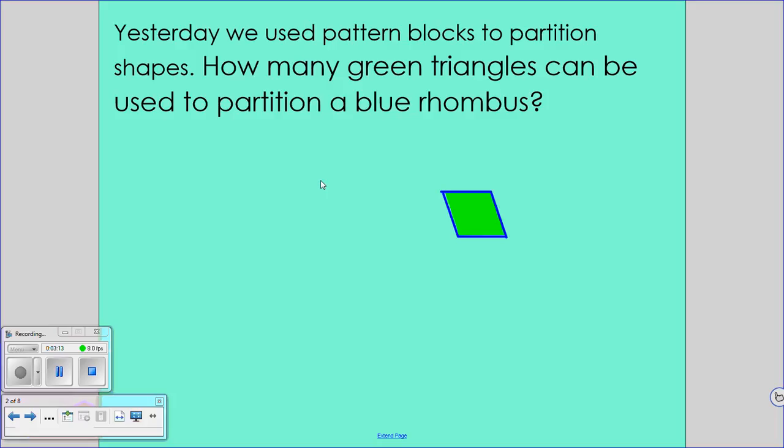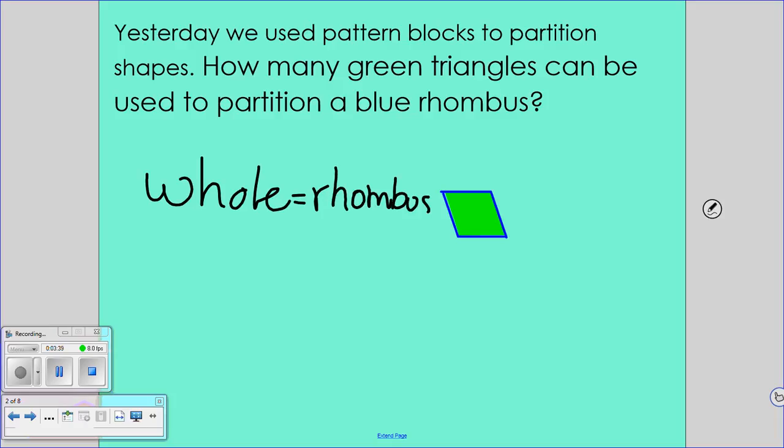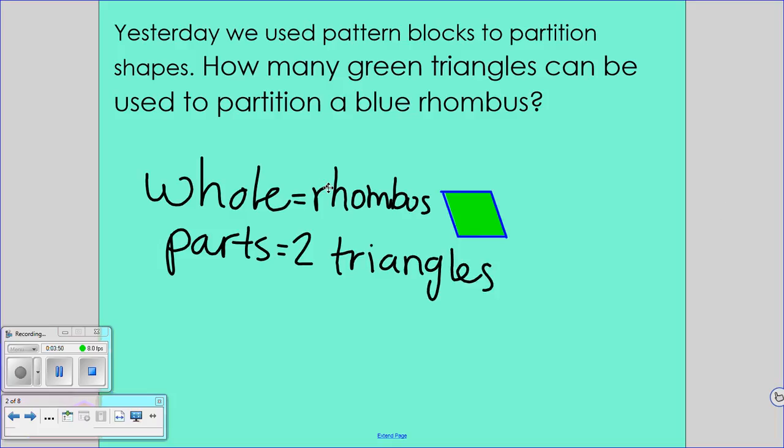Okay? So this is what we were doing yesterday for those who are not here. How many equal parts did we need to make a whole? Well, let me back up. What was the whole? Which pattern block was the whole? Peter, which one was the whole? Rhombus. The blue rhombus was the whole. And what was the parts? The parts were 2 green triangles. Very good. So for those of you absent yesterday, this is what we were talking about. A lot of part whole stuff with fractions.